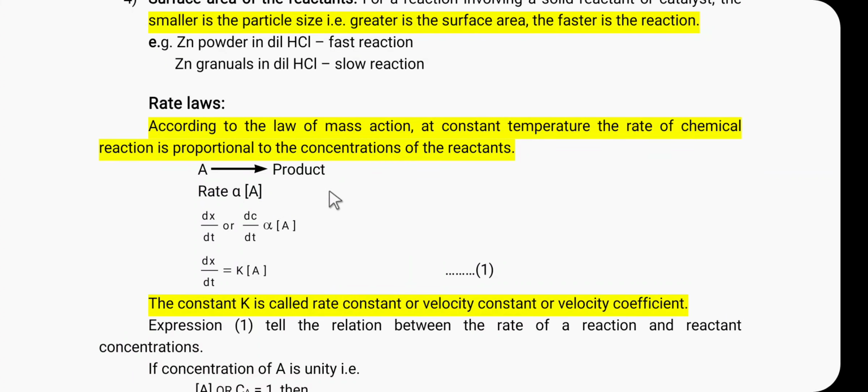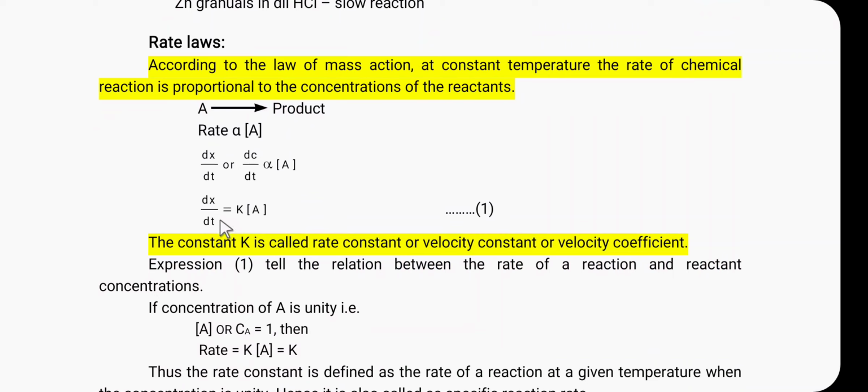Then the next point is the rate law. According to the law of mass action, at constant temperature, the rate of a chemical reaction is proportional to the concentration of the reactant. So, let us consider a general reaction A which gives product. As per the law of mass action, rate is directly proportional to the concentration of A. So, the rate is equal to dx by dt or dc by dt, that is, the change in concentration of A with respect to t, and it is directly proportional to the concentration of A.